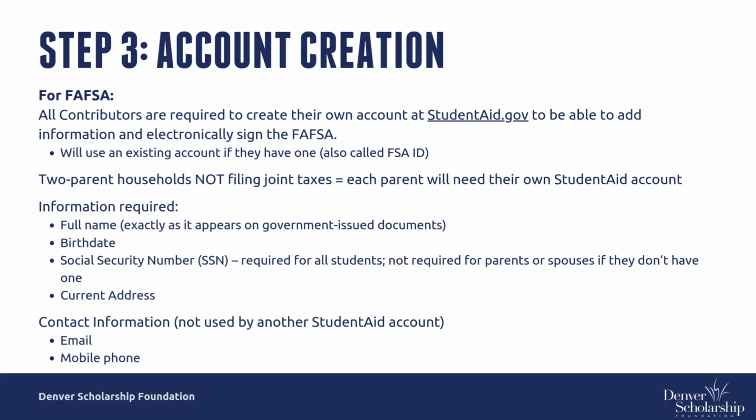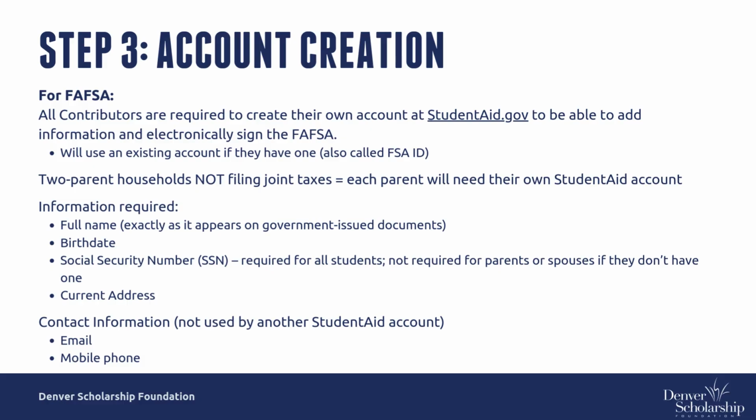The information that is required is full name, exactly as it appears on any government-issued documents. So that includes the spacing, the spelling, any hyphens, all needs to be exactly the same. Their date of birth, social security number, which is required for all students, but not required for parents or spouses if they don't have one, and their current address.